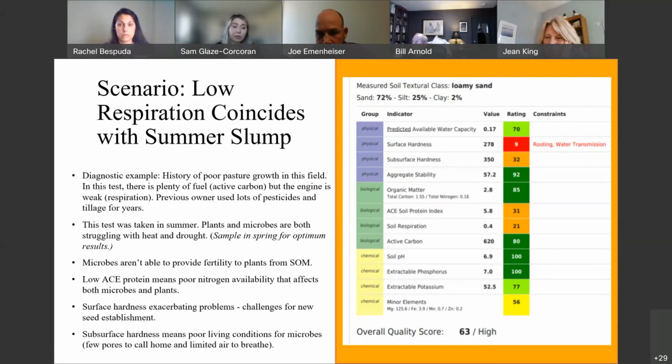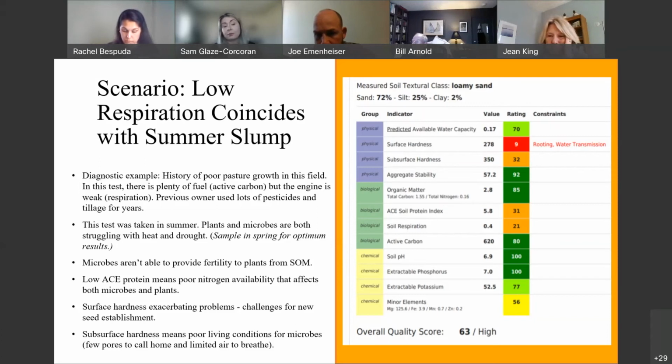So I will give the disclaimer that this test was taken in the summer, and that isn't the best time to take a soil health test. But it tells us that, in the summer, your soil respiration, your microbes are struggling. It was also pretty dry. And so if your soil respiration is struggling, if your microbes are struggling, your plants are definitely struggling.